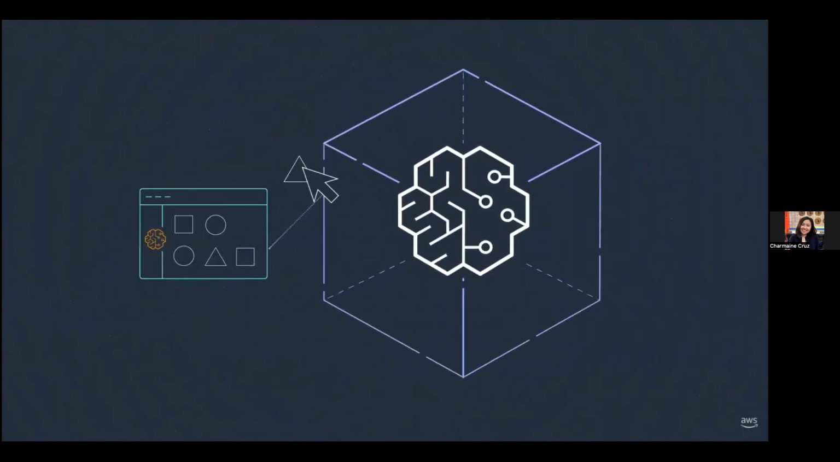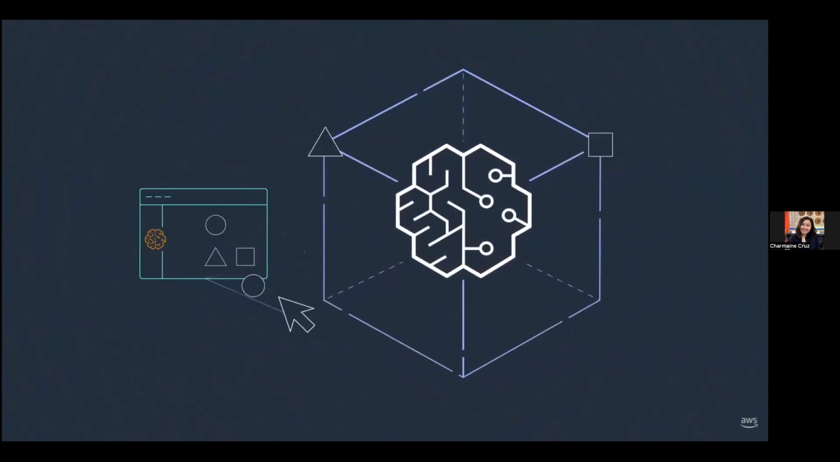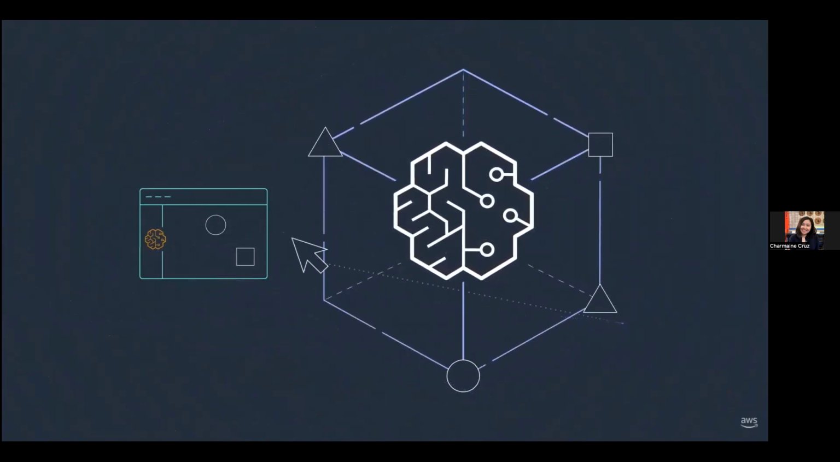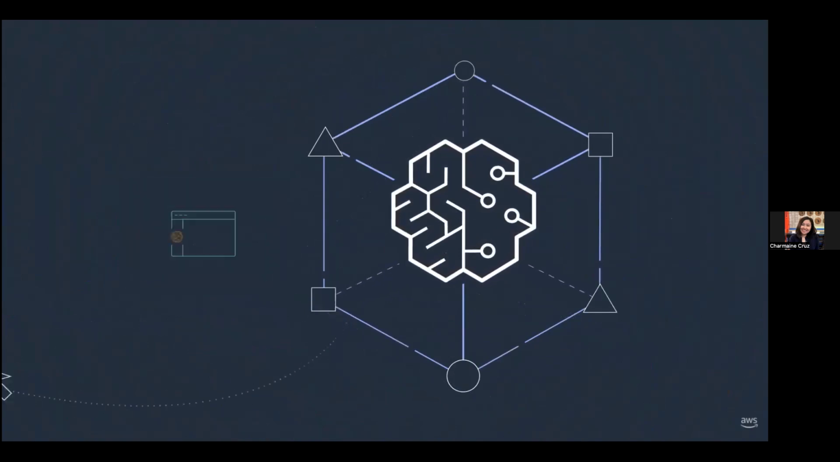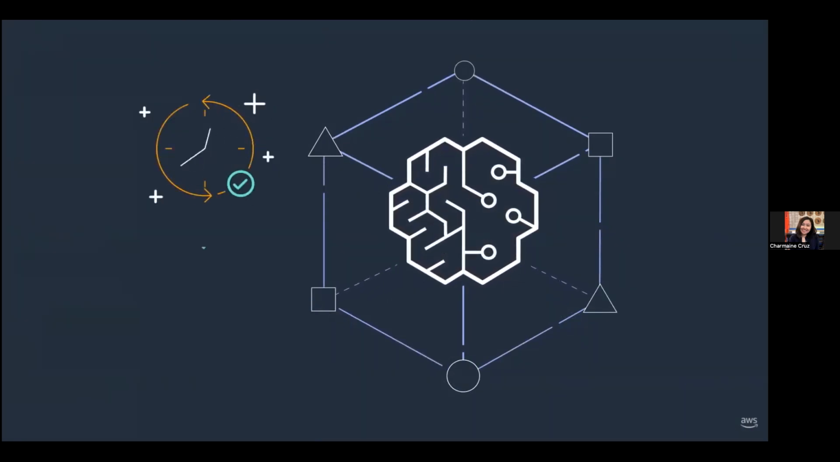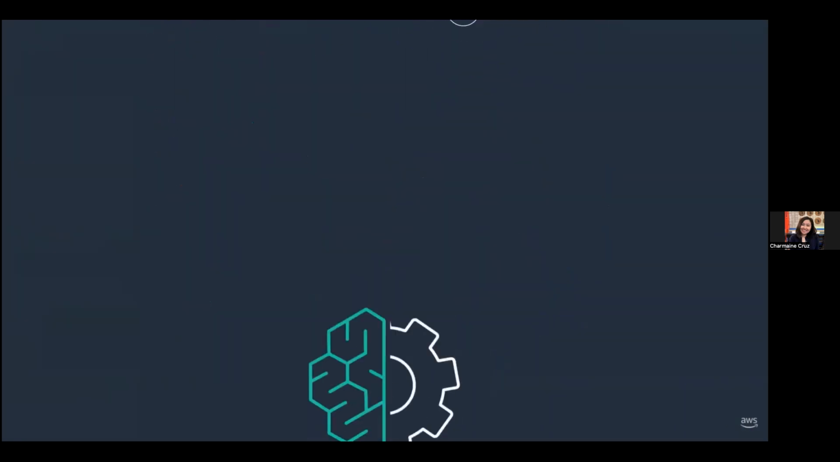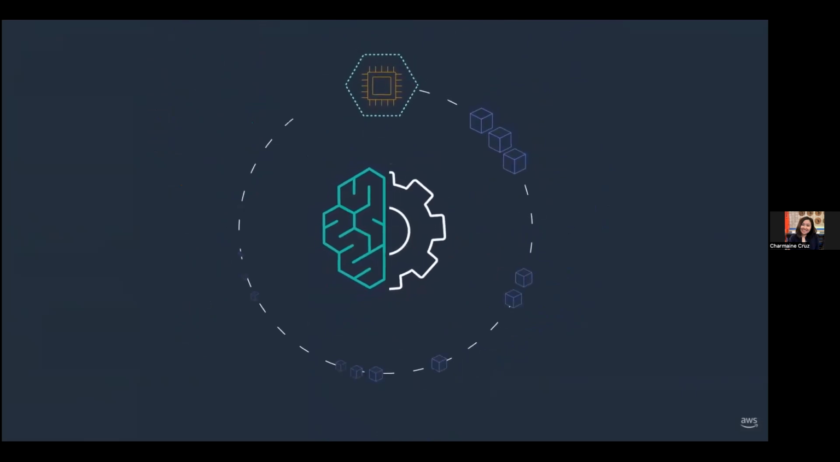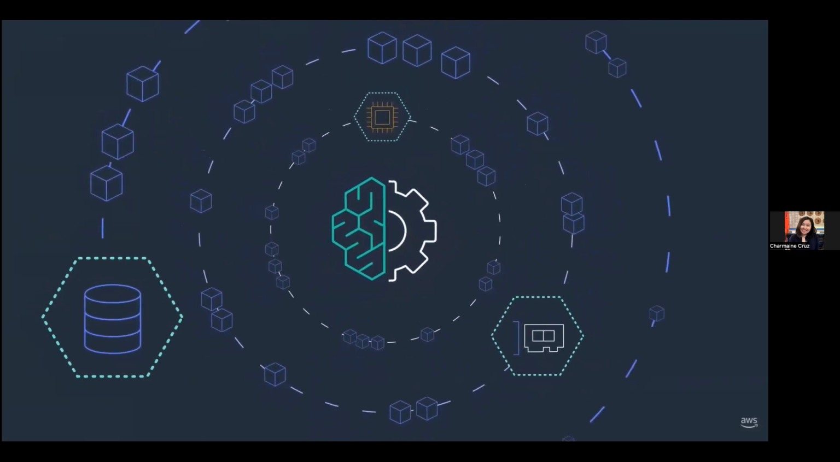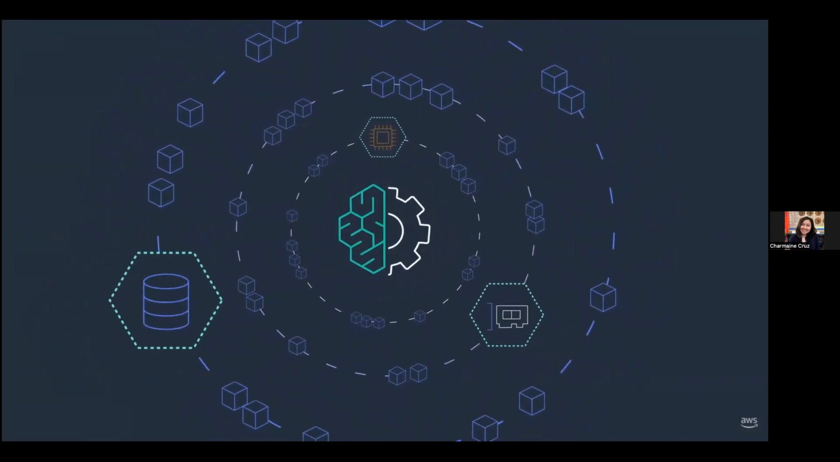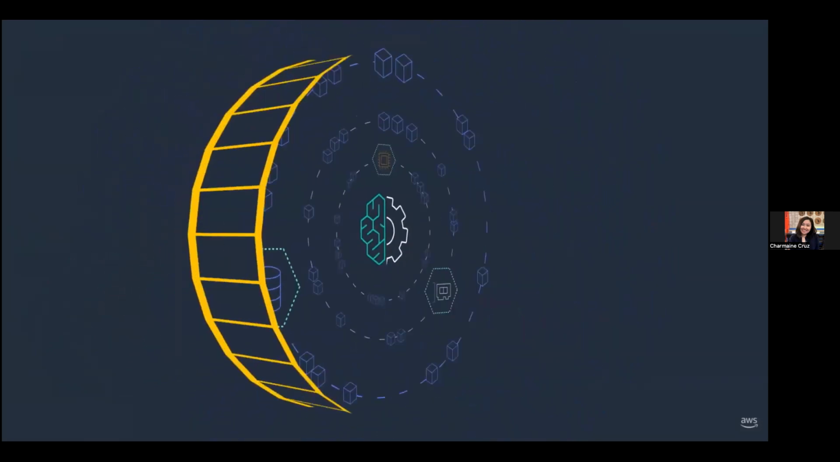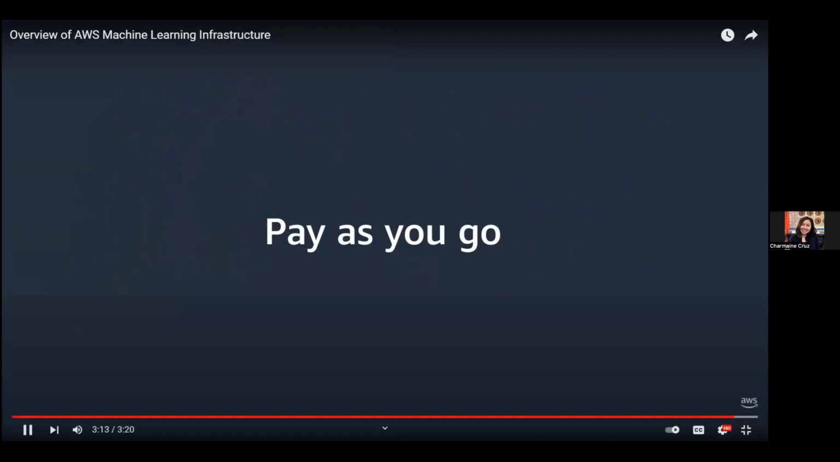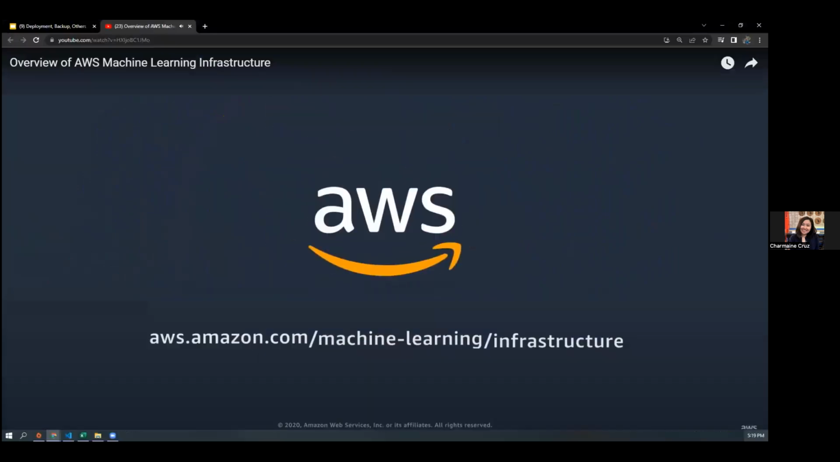SageMaker enables you to develop high-quality models by providing all of the components required for machine learning in a fully managed experience, so models get to production faster with much less effort and at lower cost. AWS provides the broadest selection of machine learning compute, networking, and storage infrastructure to meet the needs of any machine learning initiative, all with a pay-as-you-go cost model. To learn more, visit our website.